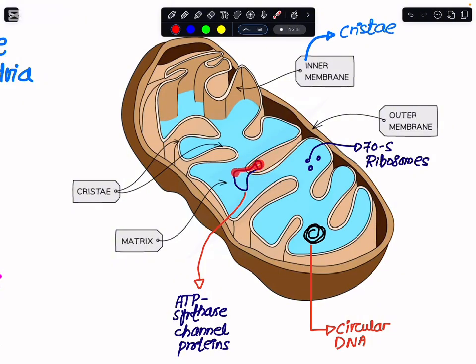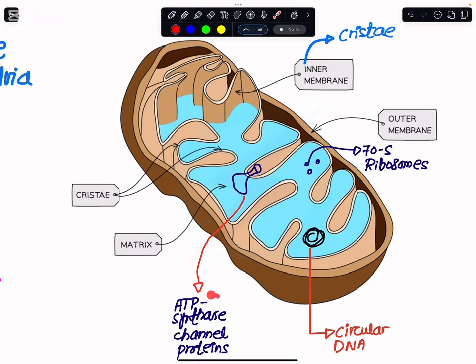Okay, now in the inner membrane, or the cristae, we have a specialized channel protein, which we call the ATP synthase channel protein. And we will see in a while that this ATP synthase channel protein allows for the making of ATP in the respiration process.